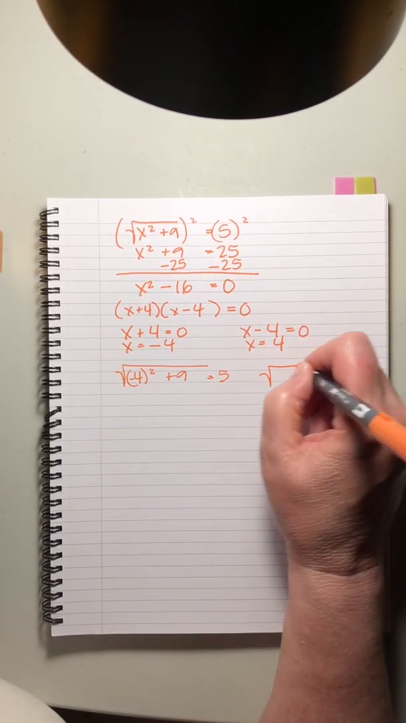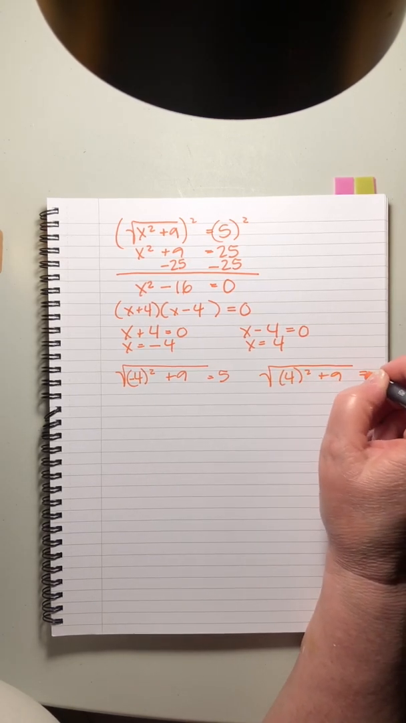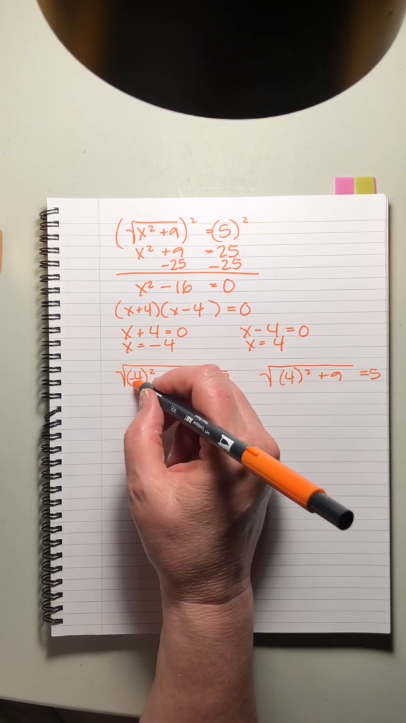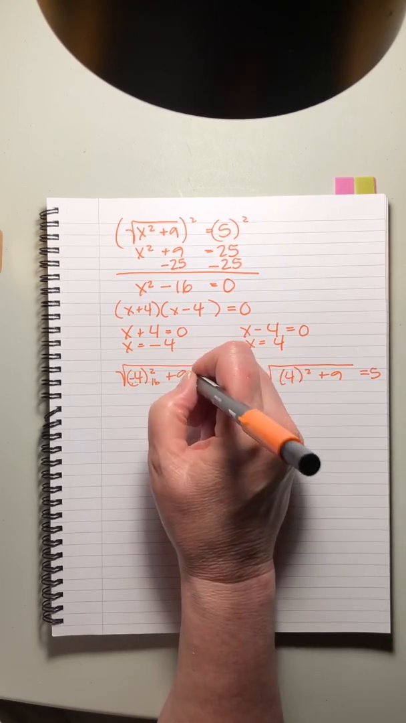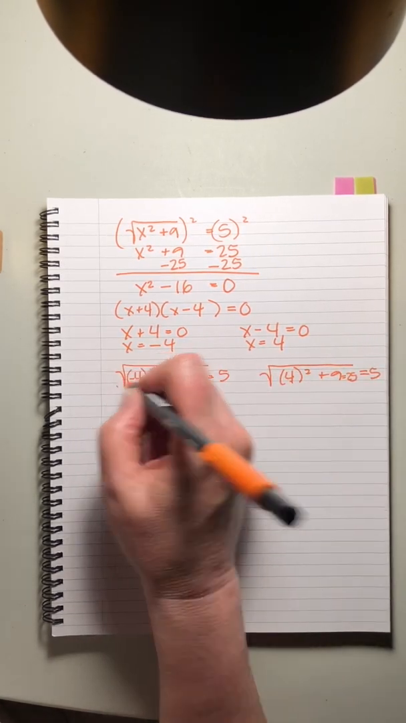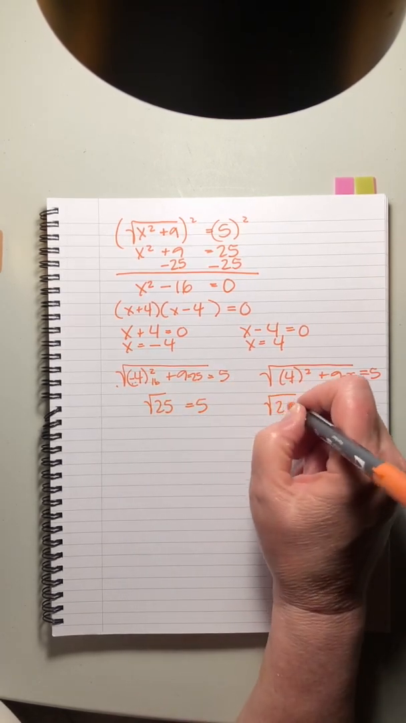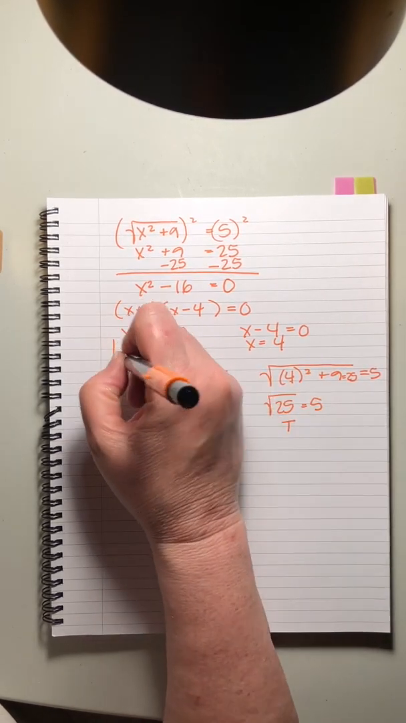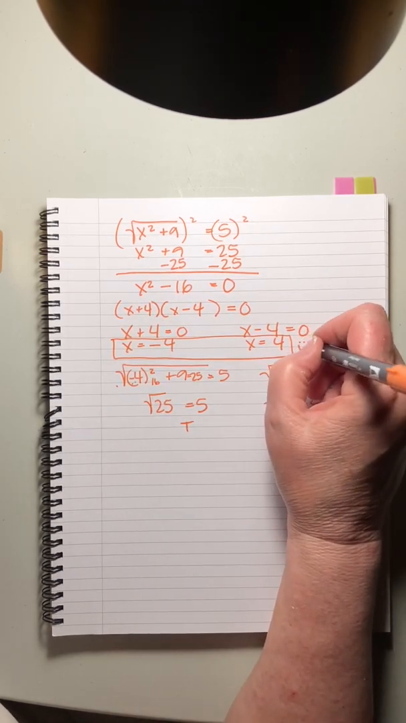And this will be square root of 4 squared plus 9 equals 5. Okay. 4 squared is 16. 16 plus 9 is 25. 4 squared plus 9 is 25. Square root of 25 equals 5. Is that true? Yes. Those are both true. So back here where I did my original answers, that's now a legitimate answer.